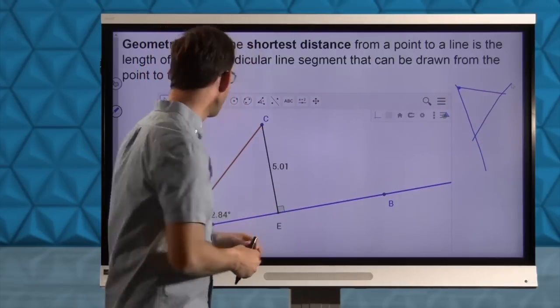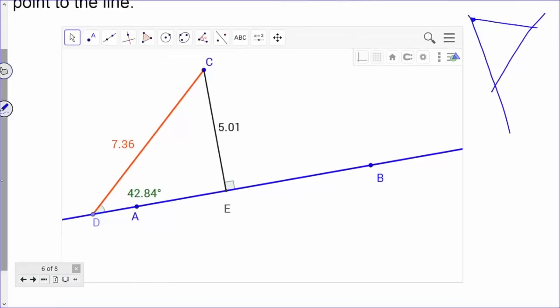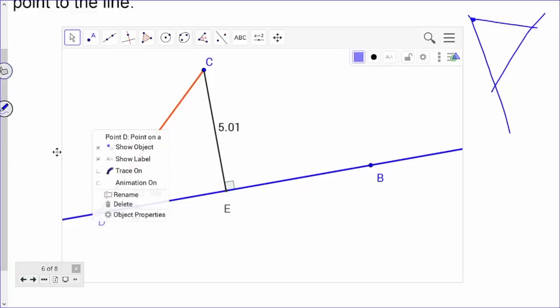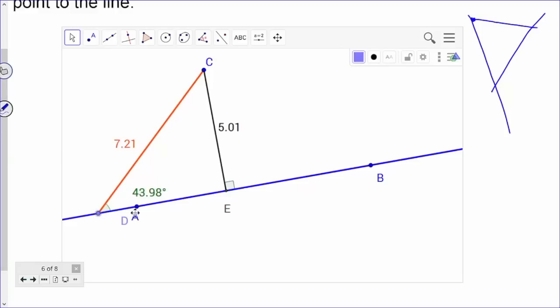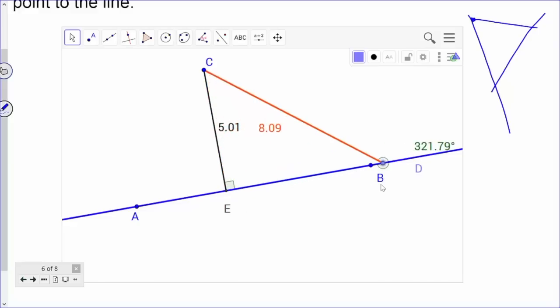And again, to illustrate that, let's take a look at this GeoGebra widget just a bit. In this particular screen, I've got line AB and point C, and the distance between them is 5.01 units. I really tried to make it 5 units, I just couldn't get it there. Then I've made point D lie on line AB, and notice its length is 7.21. As I slide point D closer and closer to point E, notice how its length keeps getting shorter until ultimately it's that 5.01, and then it gets longer again.